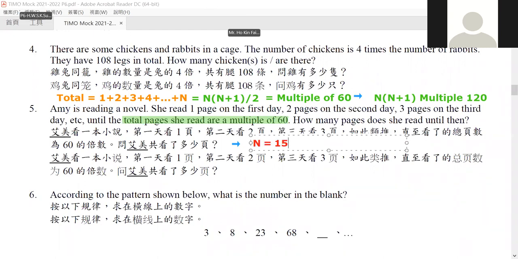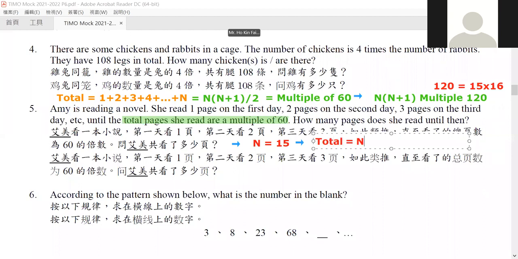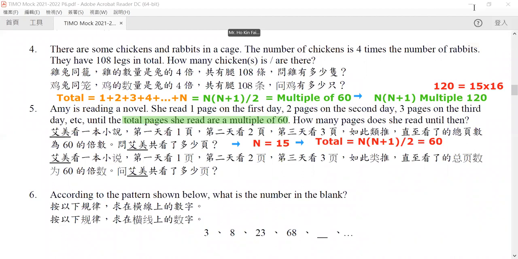Now you may ask, wait, how can I find this number? Well, this is not difficult, because the smallest multiple of 120 is 120 itself, and 120 is exactly equal to 15 times 16. So you immediately see that the smallest n will be equal to 15, and hence our total is n times n plus 1 divided by 2, which equals 60. So 60 is the total number of pages. Okay, so this is question number 5.